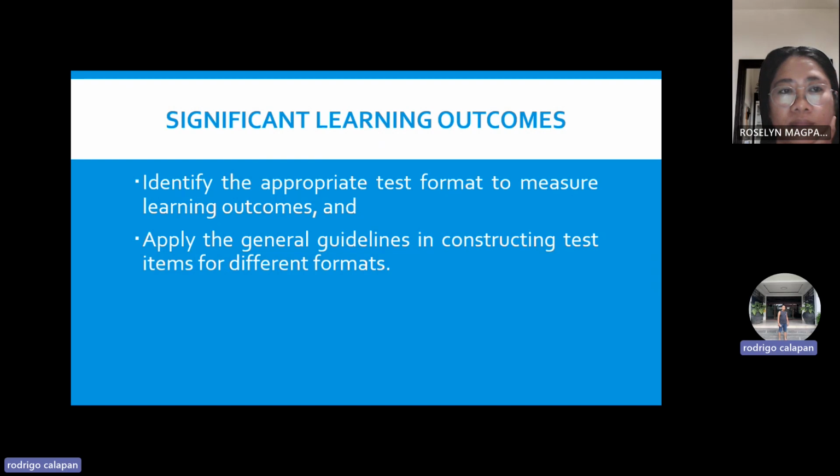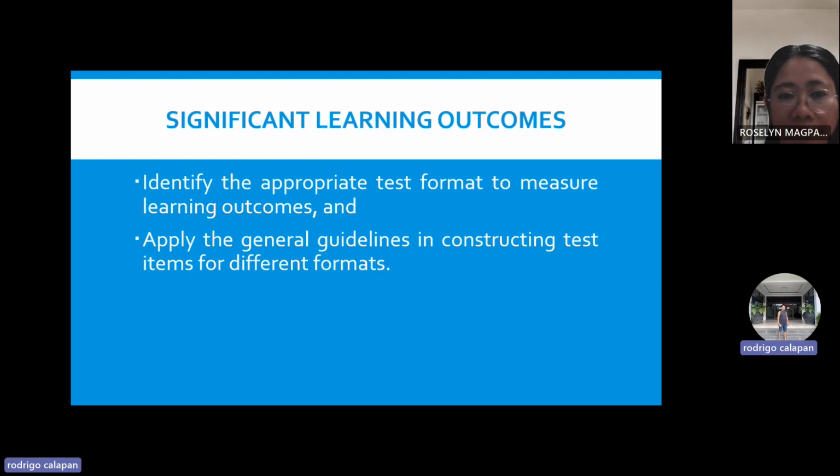So we have several considerations that will be taken into account when constructing a written test. By the way, our significant learning objectives for this topic. In this lesson, you are expected to identify the appropriate test format to measure learning outcomes. And at the same time, you are expected to apply the general guidelines in constructing test items for different formats.